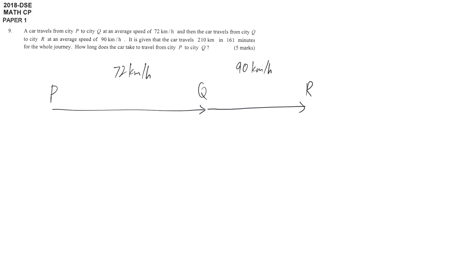And then at the same time, they tell us the distance. They don't tell us the distance of each section, but they tell us the total. The total distance is 220 km. And then in total, they spend 161 minutes in this journey. And then they ask how long does the car take to travel from P to Q.